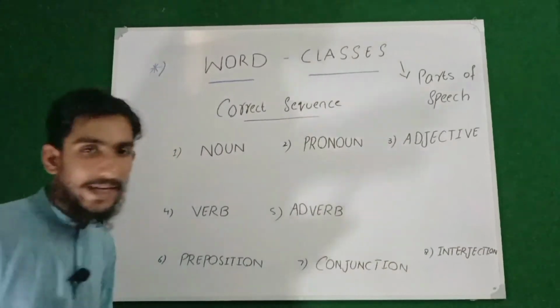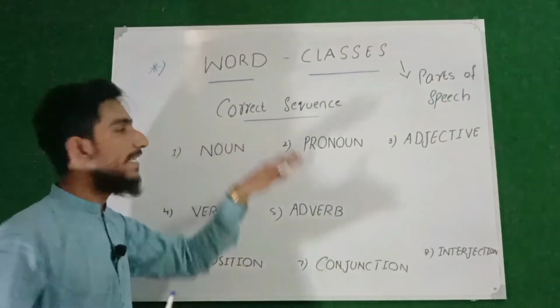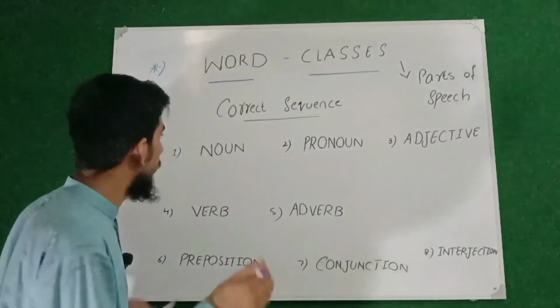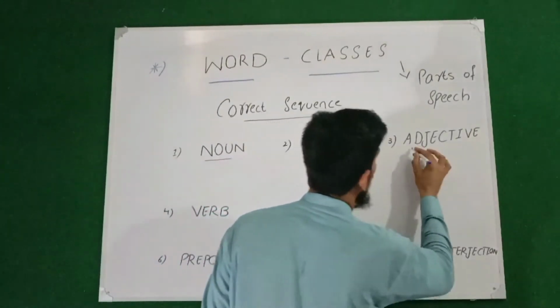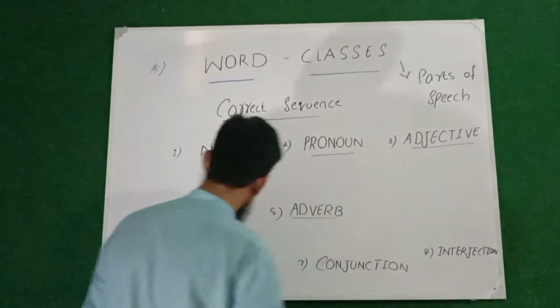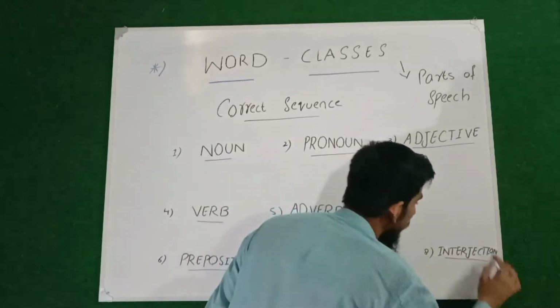So remember the 8. These are basically the 8 word classes, and this is basically the correct sequence of word classes which the native writers have written in their books. The first one is noun, the second one is pronoun, the third one is adjective, the fourth one is verb, the fifth one is adverb, the sixth one is preposition, the seventh one is conjunction, and the last one is interjection.